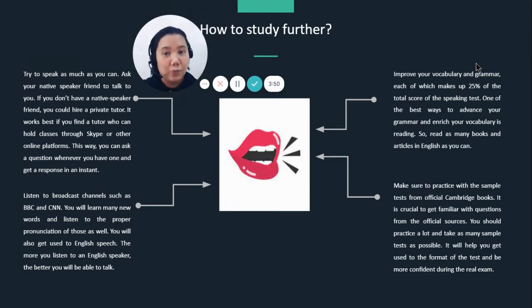Another thing is, of course, you need to still improve your vocabulary and your grammar, each of which makes up 25% of your total score for the speaking test. So one of the best ways to prepare your grammar and really enrich your vocabulary is by reading. So read as many books and articles in English as you can. And I would recommend to read something that you are interested in.